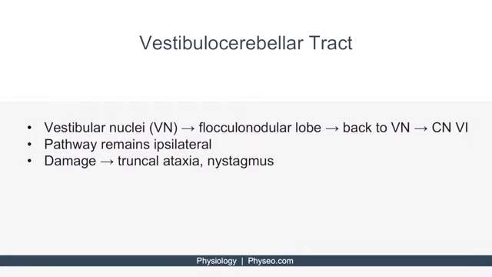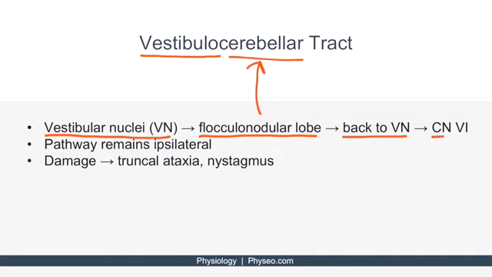So now let's quickly talk about the vestibulocerebellar tract. And as it sounds, you've got the vestibulo, so vestibular nuclei are involved. Then you have the floccular nodular lobe, which is a part of the cerebellum. So what happens is it goes from the vestibular nuclei to the floccular nodular lobe, and then it goes back to the vestibular nuclei. And then from that point, it goes to the cranial nerve 6, which is the abducens nerve.